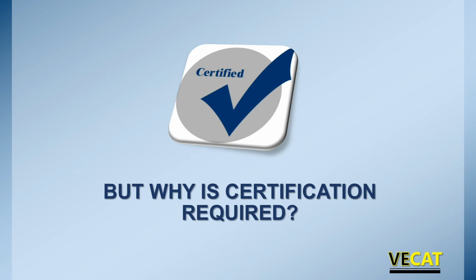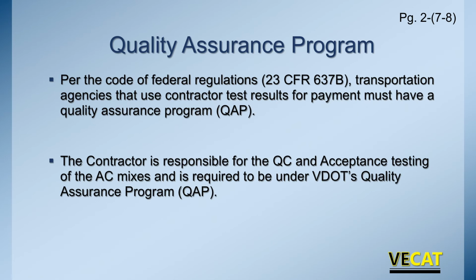But why do we go through all this? Why is the certification required? Why can't somebody just get some OJT and go do the testing? Well, federal law. Federal law plays into all this because contractors' test results are used for payment purposes. Since contractors' test results are used for payment purposes, the Code of Federal Regulations says the transportation agency, in this case VDOT, has to have a quality assurance program. That quality assurance program includes quality control, acceptance, verification, and independent checks. The contractor is part of it, because not only are they doing the QC, but they're doing the acceptance side. And even if VDOT was doing all the acceptance, there are some processes they would still have to have in place to make sure that they're testing properly and that their results are correct. So that's why we go through this whole thing.